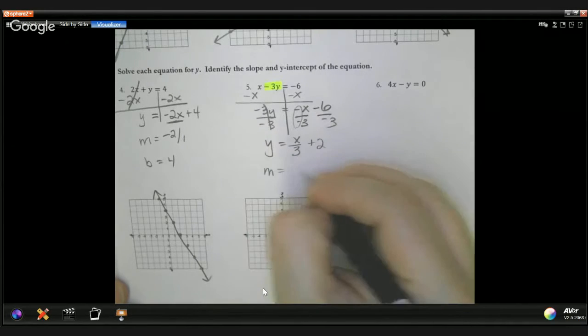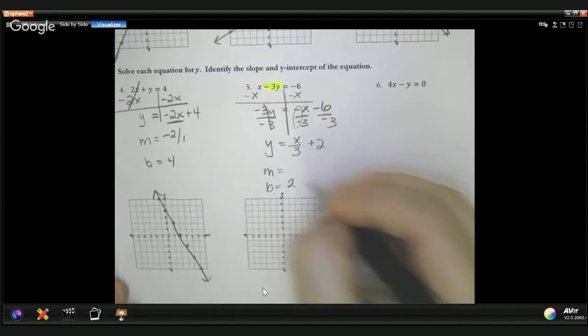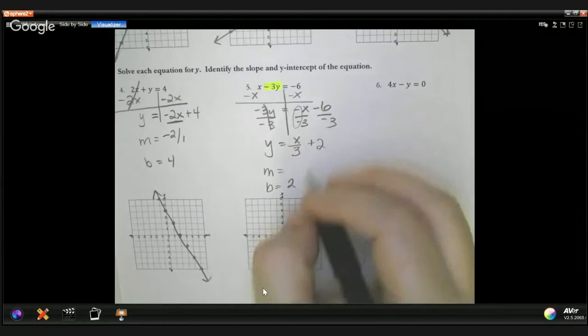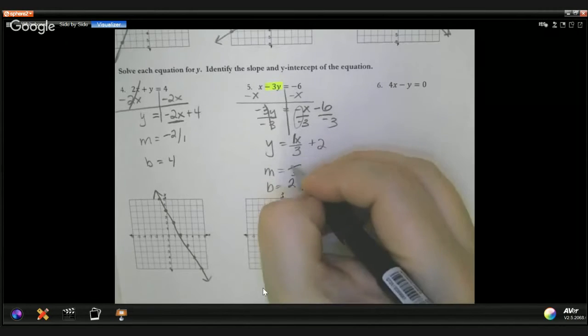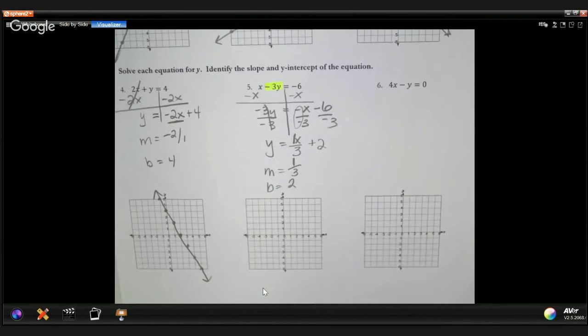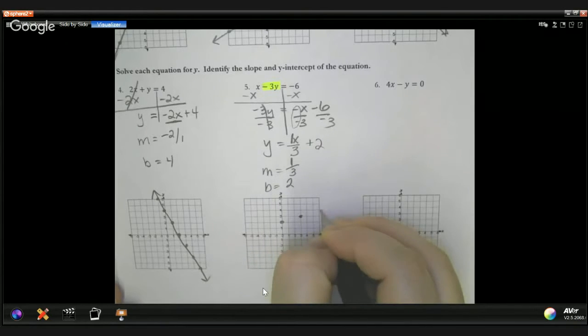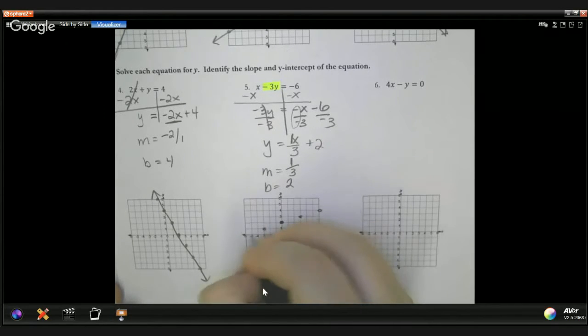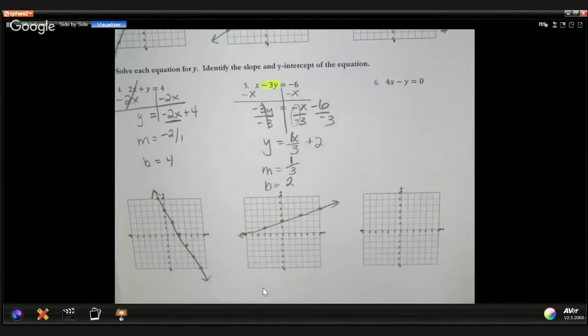My m and my b: the b is the easy one to see because it's the number by itself, but my m's a little trickier. I know that it's divided by 3, but you have to recognize what's on top. That's right, the thing on top is a 1. So now I'm going to graph that. I'm going to go up to 2 and then up 1 over 3. So for these, probably the hardest part is going to be making sure you solve it correctly.